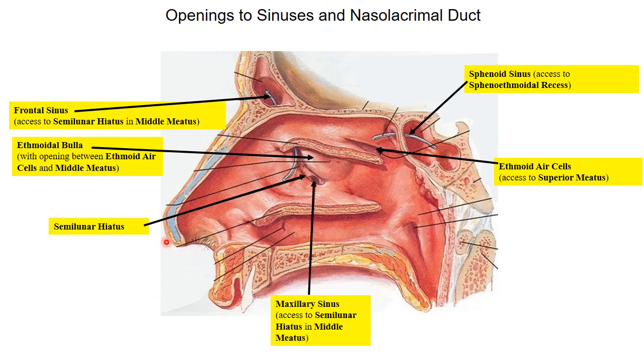There are also additional ethmoid air cells halfway in between. The anterior ethmoid air cells, which I don't think I've labeled, would have an opening here. And then we go back to the back side of the semilunar hiatus right there.